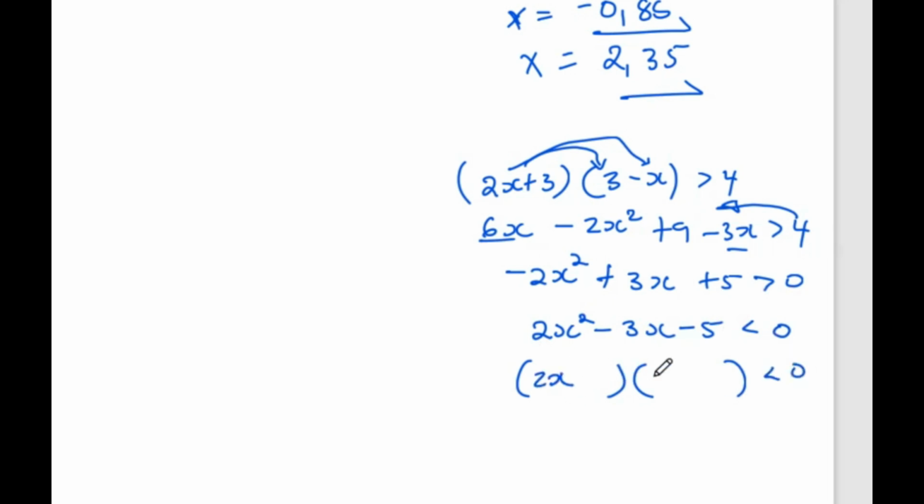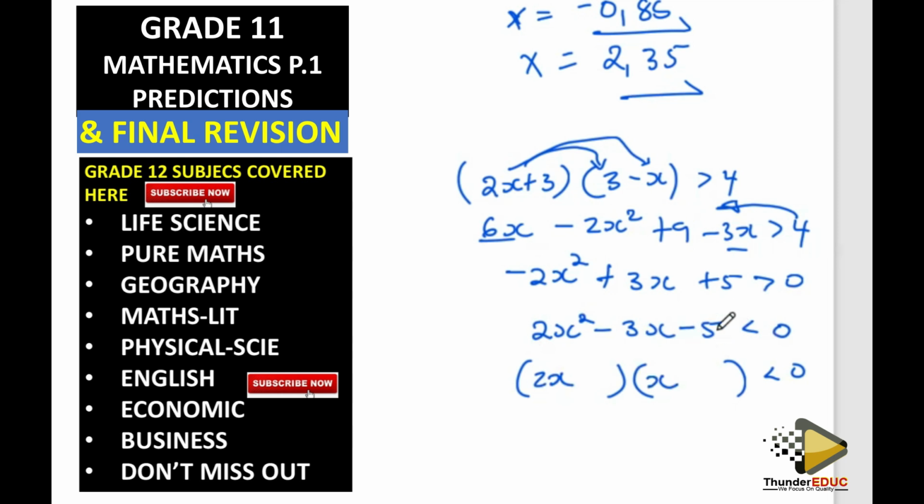So this is going to be 2x, and that's going to be x. Numbers that I multiply to give me 5, I only have 5 and 1. I can put minus here, plus here. Let's see. It's a plus 2 minus 5. Perfect. So which means x is going to be 5 over 2, or x is going to be negative 1. Remember, these are just my critical values. They are not my solutions. So I need to represent these solutions.